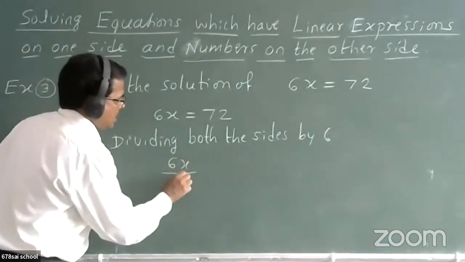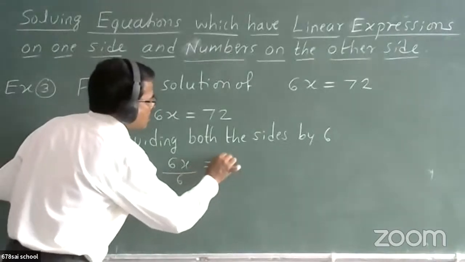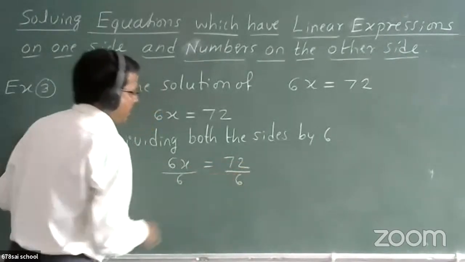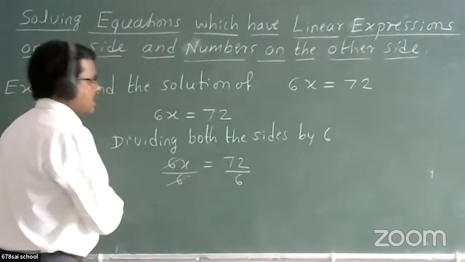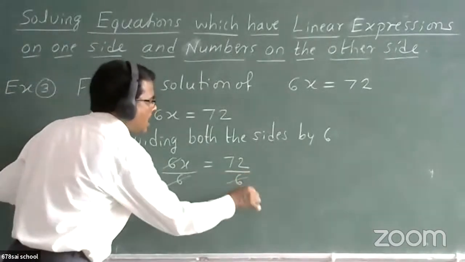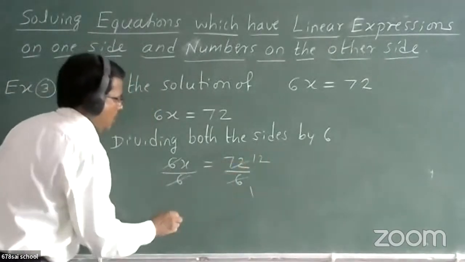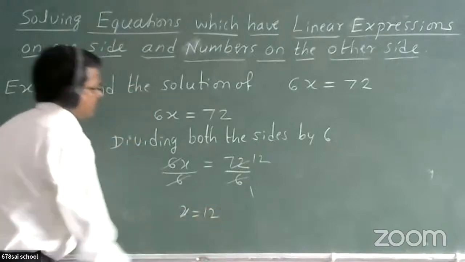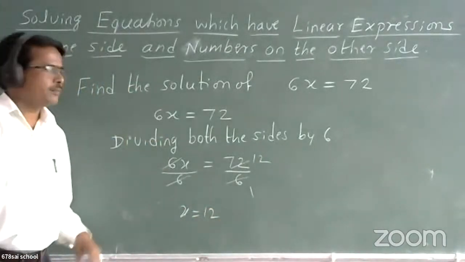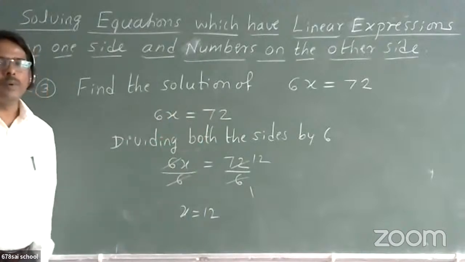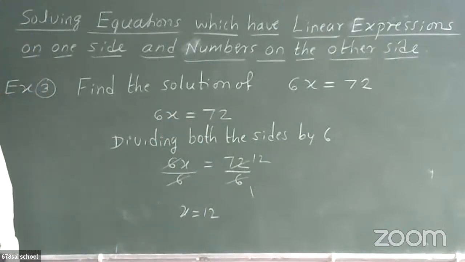6x is there. This side also 6. This side also I will divide by 6. 6, 6 cancel. 6 ones are 6, 12 ones are 12. So x became 12. This is the solution of the equation. 12 sixes are 72. Right.